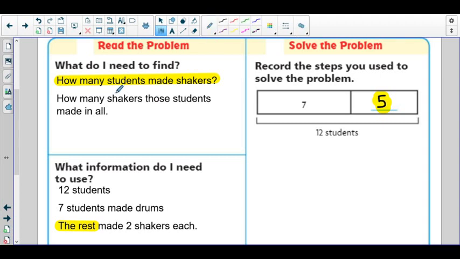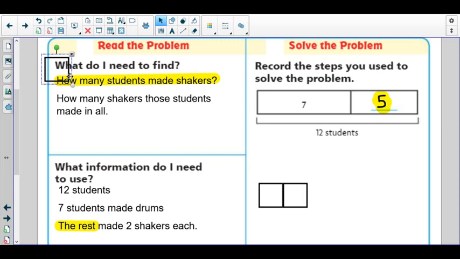All right. Now we have to take these 5 students, okay, and we can go ahead and get that represented right here. So we've got right here, and another one, and another one, and the final one.